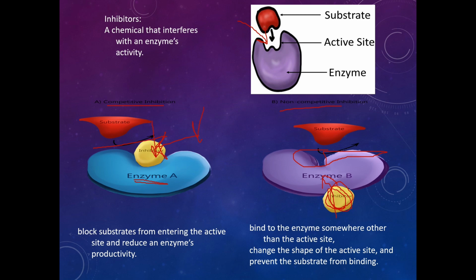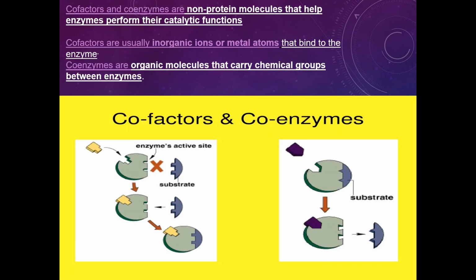Actually, the exact opposite of the inhibitors are the cofactors and the coenzymes. They are non-protein molecules. They help the enzymes to perform their work. The cofactors are ions or metal atoms, like maybe iron ions, and we also have the coenzymes, which are like the vitamins.